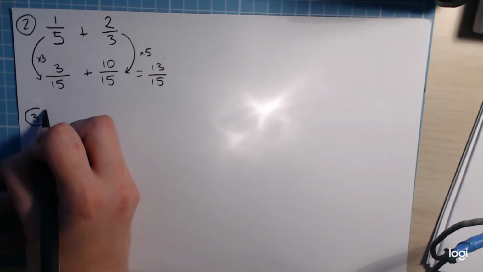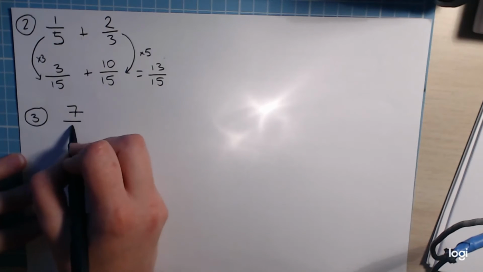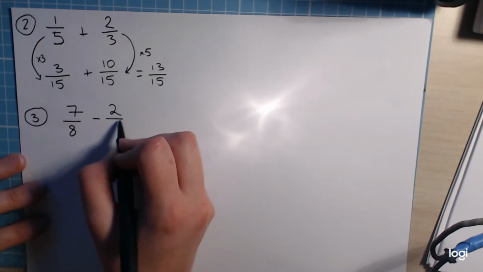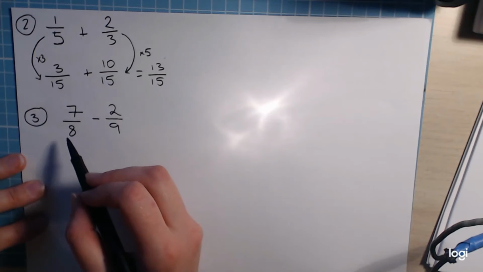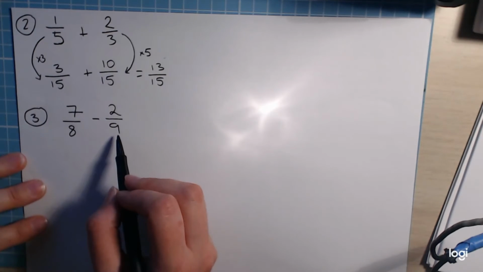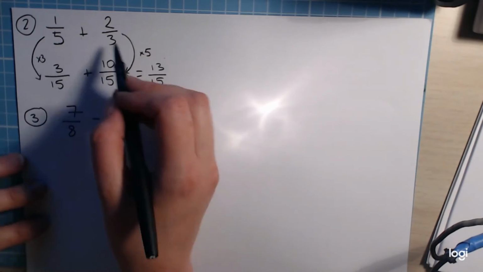Right, another one here. Subtraction this time. Oh, this is a nasty one as well. Sorry, folks. This is quite unkind of me. 7/8 subtract 2/9. I think I'm going to want to use the listing method for this one. So we're looking for the lowest common multiple of 8 and 9. Okay. Quite a tricky one, that. So let's write them out, these ones. It's not quite as pleasant as this, is it?